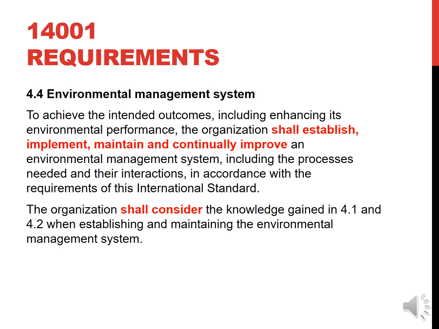Fourth, once we've looked at interested parties, once we've determined our scope and we've determined the operating context of the environmental management system, we have to actually establish, implement, maintain, and continually improve an environmental management system. So these are the four things. We have to develop it. We have to implement it, make it happen. We've got to work on it over time. In other words, pay attention to it. And then we have to continually improve it.